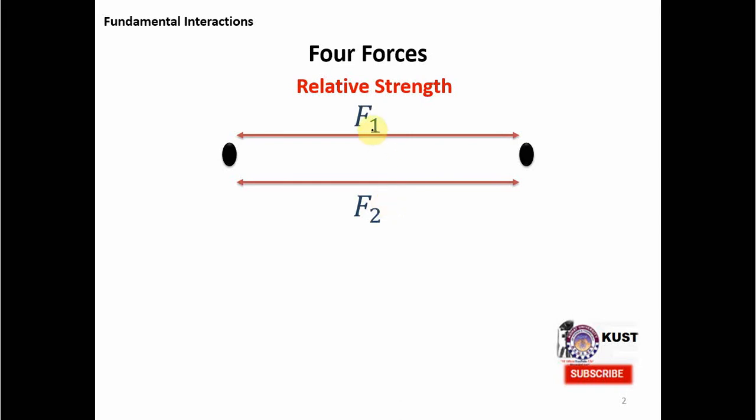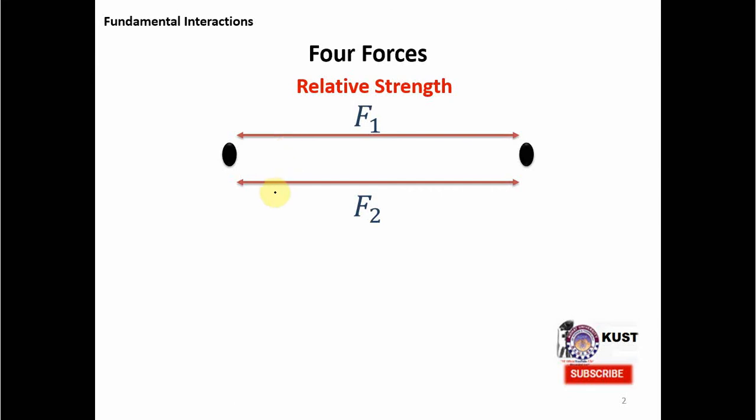Now if F1 acts faster, that is, if it acts in 1 second between these two particles, and the time it takes for particle 1 to affect particle 2 via F2 is, let's say, 2 seconds, then we say that F1 is stronger than F2. So if it takes less time for any force to be exerted between the two particles, we say that it is stronger. In our case of four forces, we know that some of the forces are stronger than others.